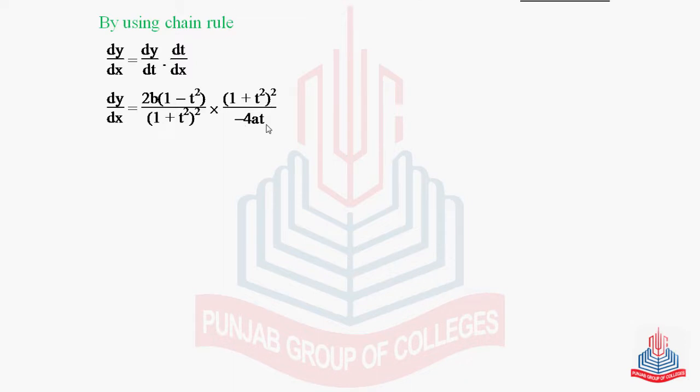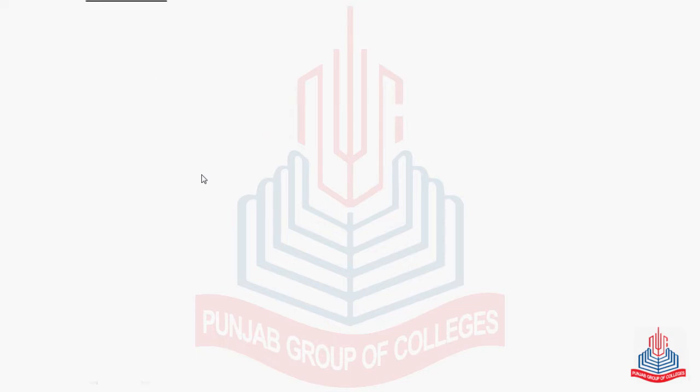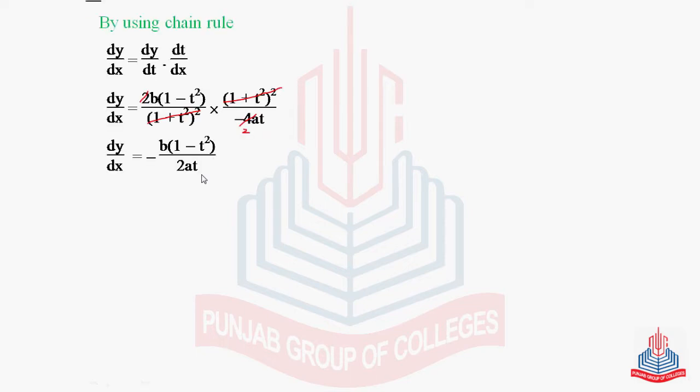This (1 plus t square) whole square will cancel out, and we have this minus 2. 2s are 4, so we have b into (1 minus t square) divided by 2at. So that is actually our required dy by dx, which is minus b into (1 minus t square) divided by 2at.